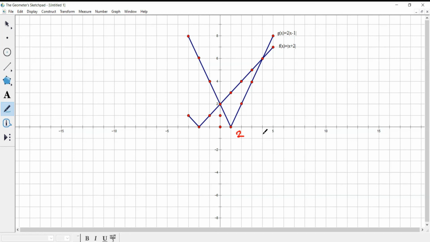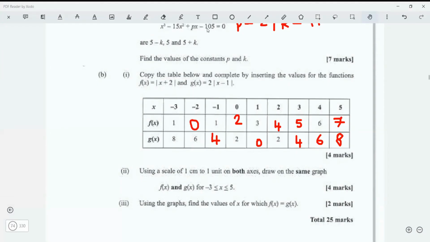4, very good. When x equals 4, this is one point of intersection. And another point of intersection is right here, when x is 0. All right, good. So we can tell them that right here. Using our graph, they intersect when x equals 0 and when x equals 4.